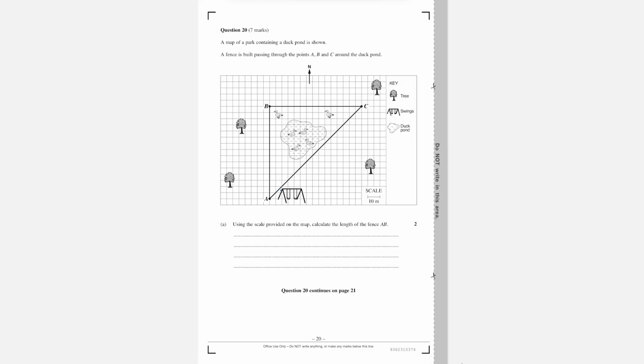Okay, a map of a park containing a duck pond is shown. A fence is built passing through the points A, B, and C around the duck pond. Using the scale provided on the map, calculate the length of the fence AB.